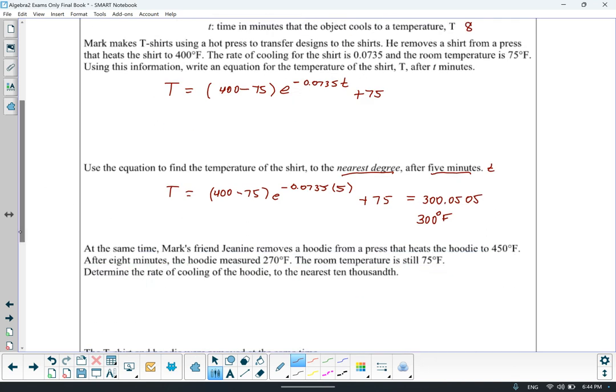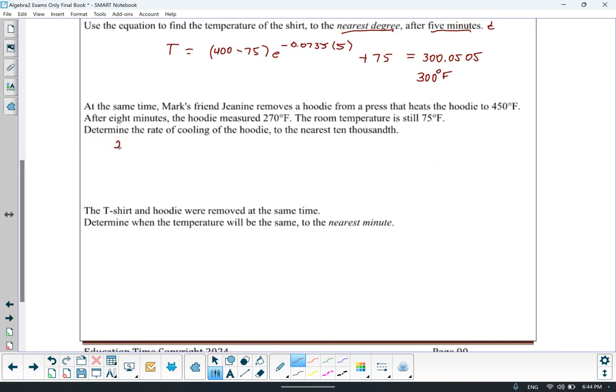So let's substitute in. So 270 is equal to 450 minus 75, close the parentheses, e to the negative k, because that's what we're solving for, t. Lowercase t is now 8 minutes, plus 75. Actually, they call it R, not K. Sometimes they call it K.